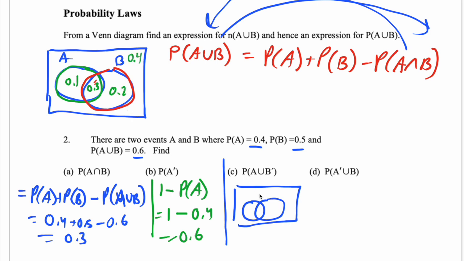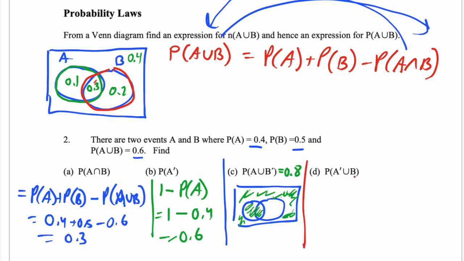And now let's go back to this diagram. A union not B, well, you would highlight all of A, union that with not B. So not B is everything outside of this circle, so you would include this as well. And then you can add up these probabilities here. 0.1, 0.3, 0.4, that gives you 0.8. Okay, next one here.